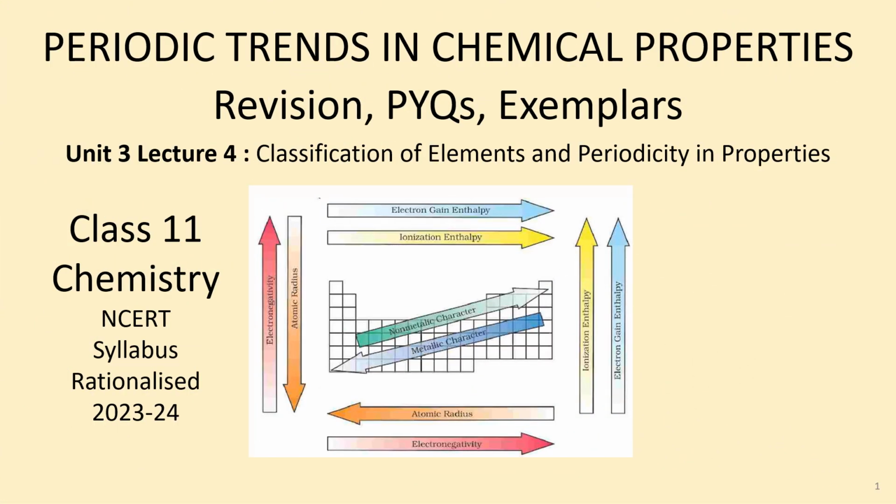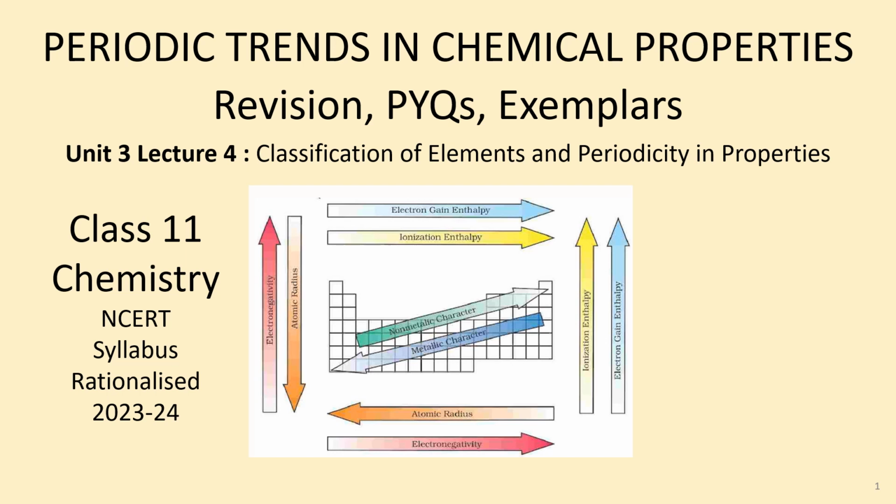Hello students, today's lecture is the concluding part of classification of elements and periodicity in properties. In today's discussions, we will discuss periodic trends in chemical properties, revision of Unit 3, previous year's questions and exemplars. This is a very important point. Please listen to my lecture very carefully and note down all the important points.